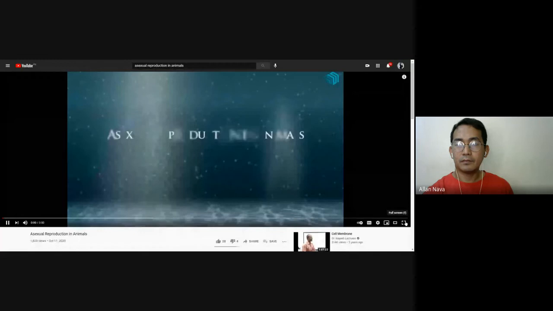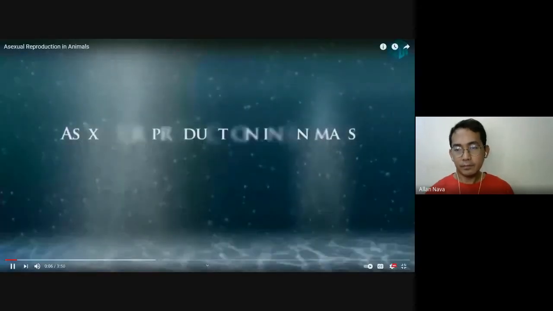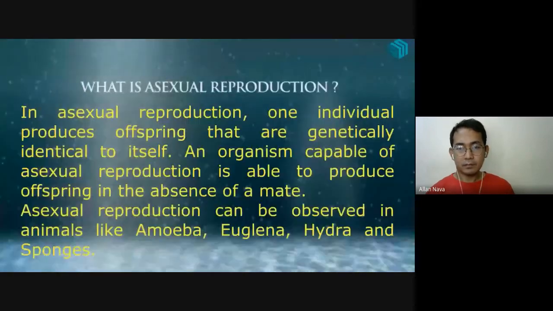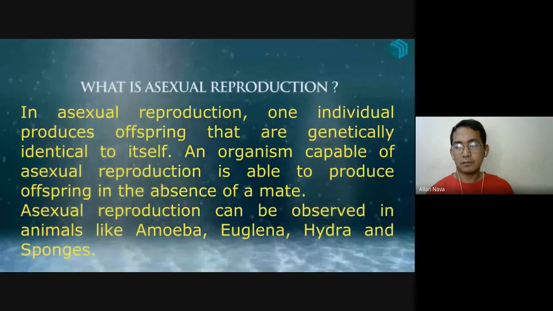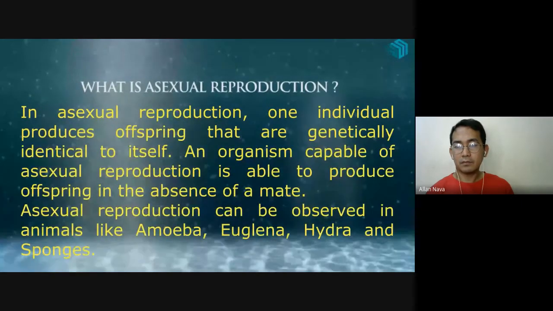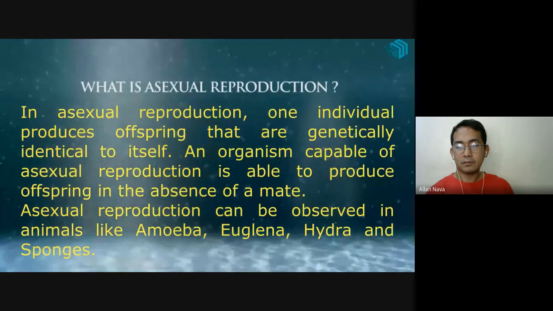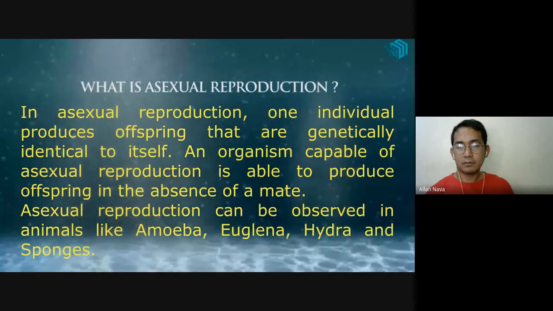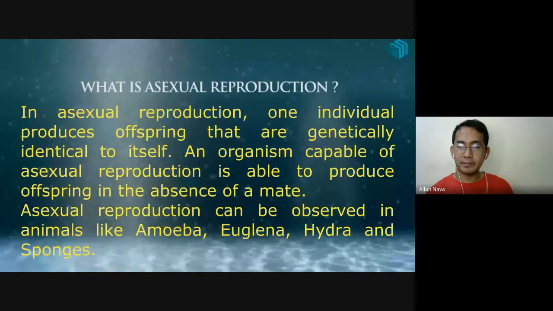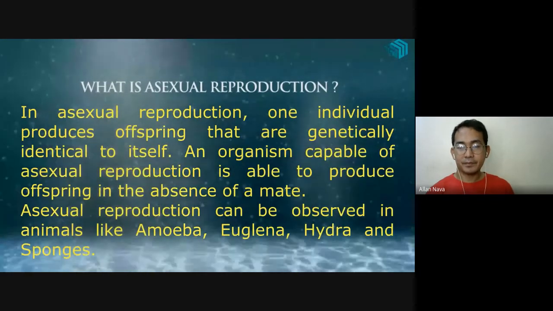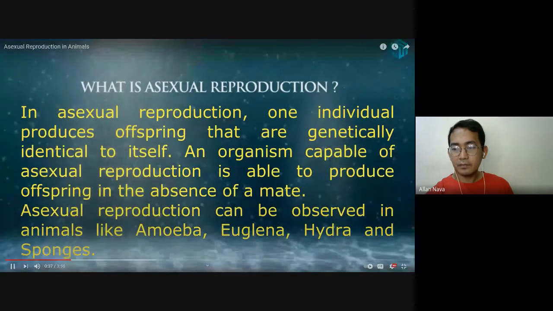Asexual reproduction in animal. What is asexual reproduction? In asexual reproduction, one individual produces offspring that are genetically identical to itself. An organism capable of asexual reproduction is able to produce offspring in the absence of a mate. Asexual reproduction can be observed in animals like amoeba, euglena, hydra, and sponges.